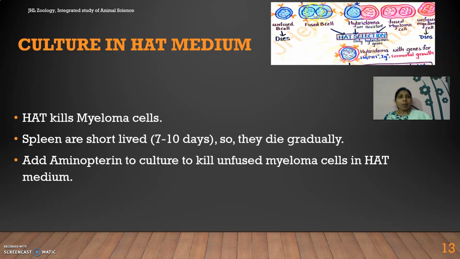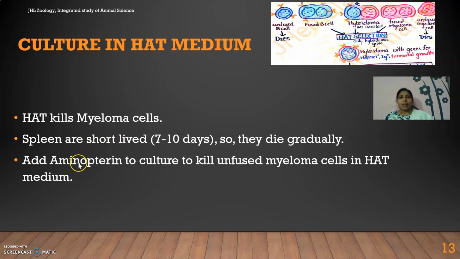Anyhow, when we keep all these cells in the HAT medium, the HAT kills the myeloma cells. Why? Because the myeloma cells are made deficient of the enzyme HGPRT. The spleen cells are short-lived cells, and so they die gradually. So we are adding the aminopterin to the culture medium to kill the unfused myeloma cells in the medium.